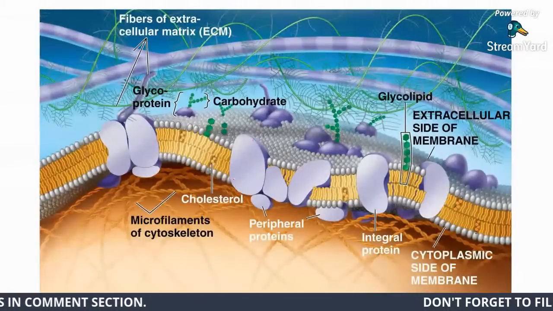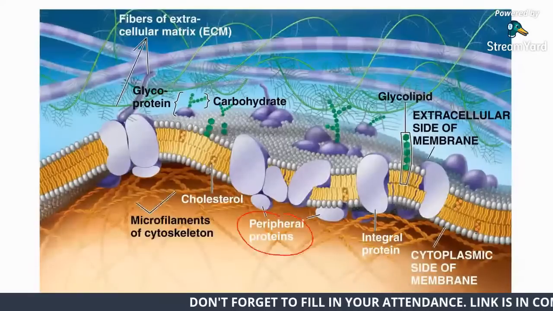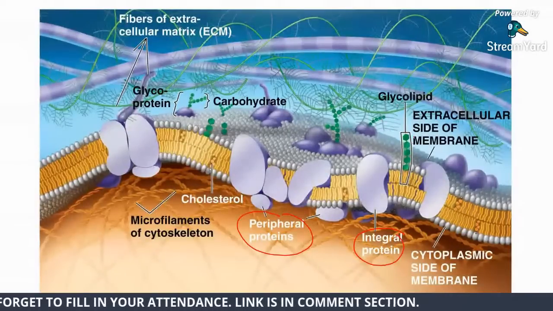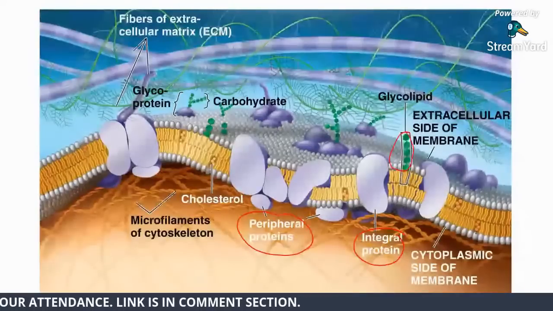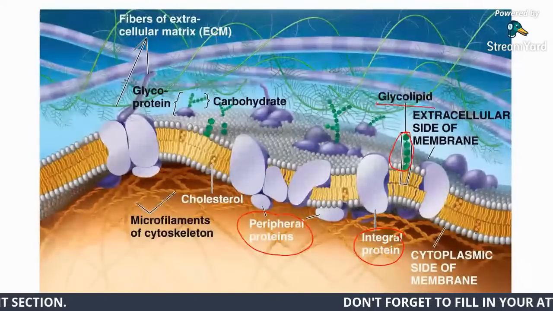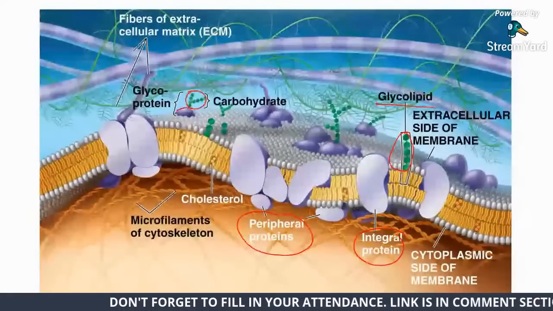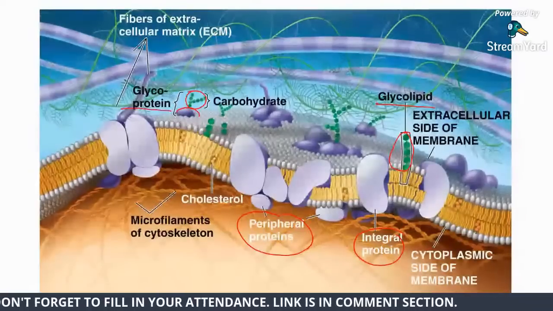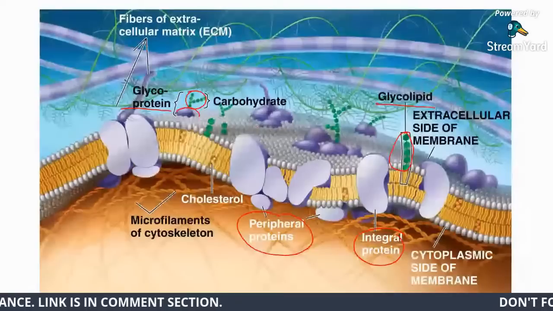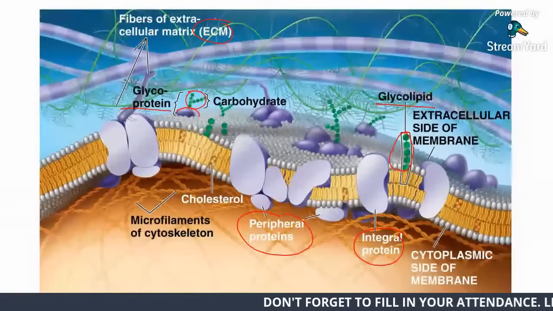I think you have heard of them before. So we have protein, that is peripheral protein and integral protein. And then you also have carbohydrate that is attached to the lipid, and it is called glycolipid. We also have carbohydrate, which is oligosaccharide, that is attached to protein, and we call it glycoprotein, right? And outside of the plasma membrane, we have the extracellular matrix, okay?